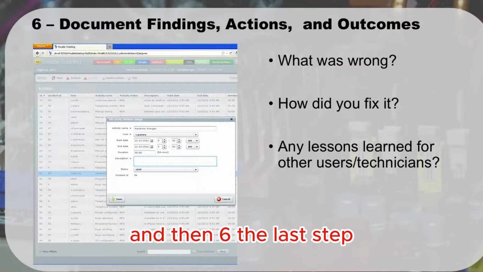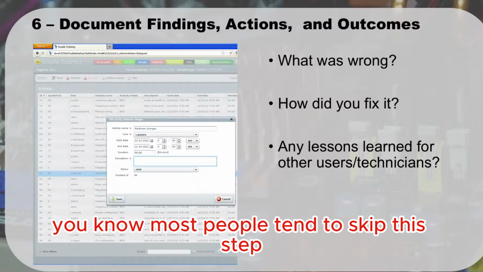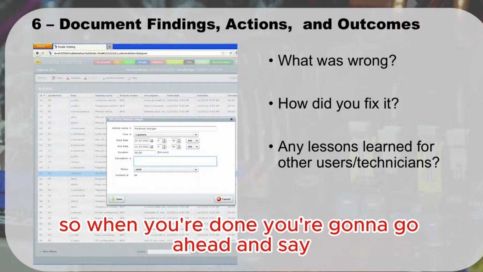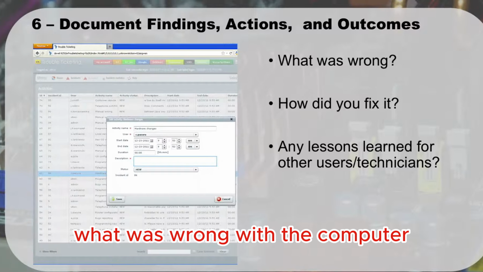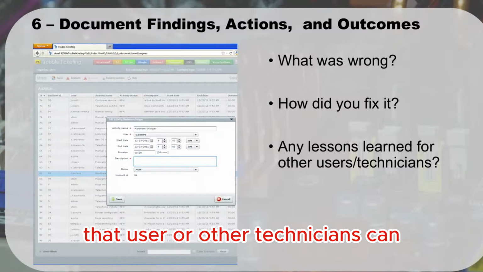And then 6, the last step, and probably one of the most important steps, even though most people skip this step, is to document your findings, actions, and outcomes. So when you're done, you're going to say, what was wrong with the computer? How did you fix it? And any lessons learned that the user or the technicians can have.